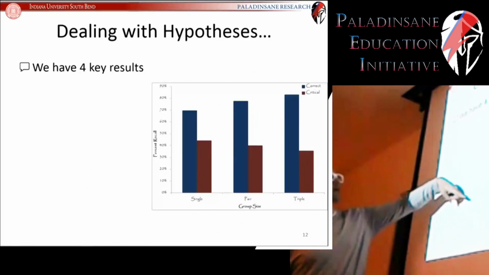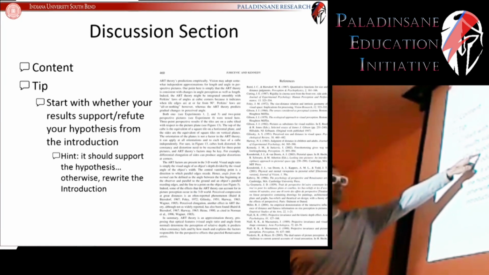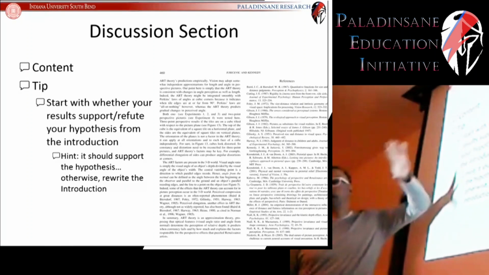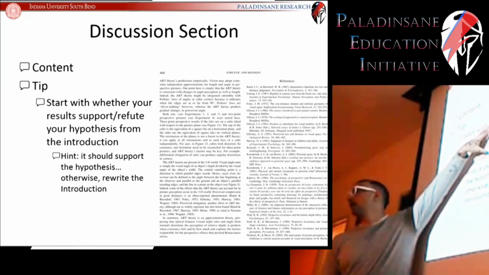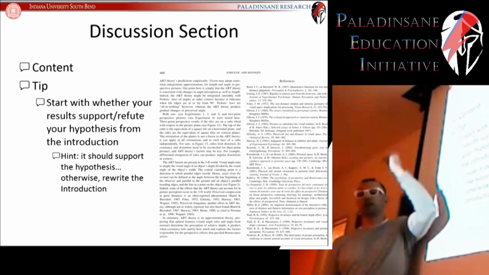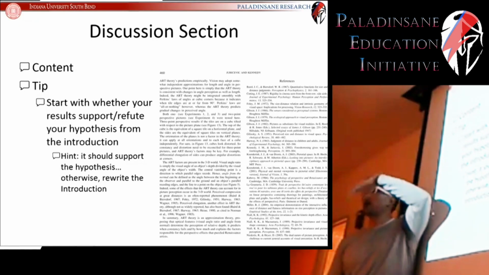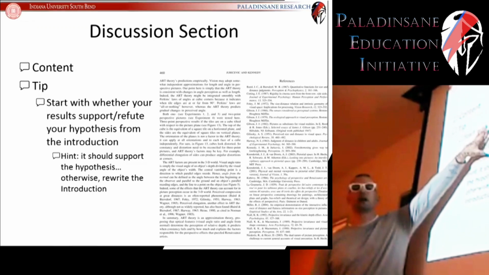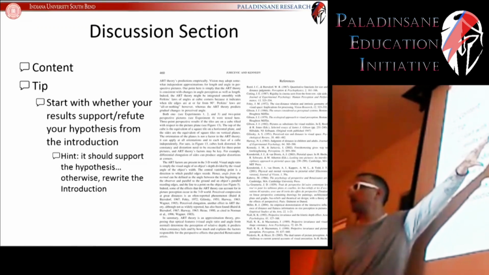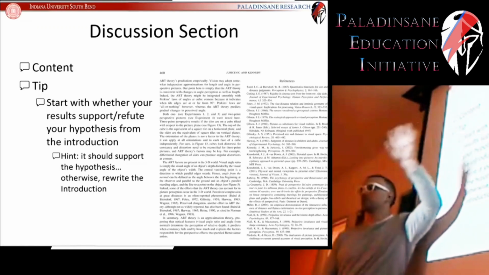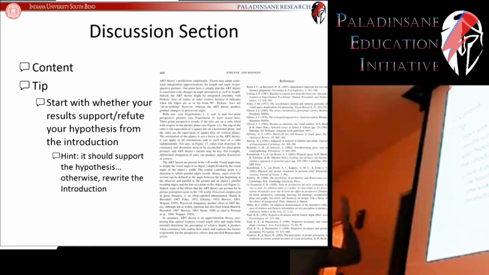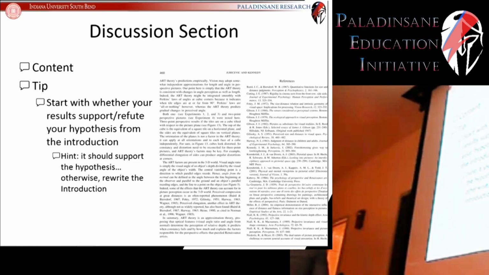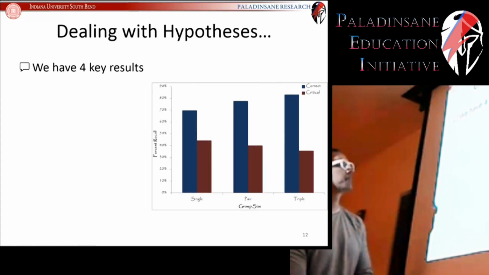So how do we get these hypotheses? We do want a hypothesis that's supported, and you start off your discussion with: our results support hypothesis number one, that we would find higher confidence levels in groups. Our results do not support hypothesis number two, that we should find lower confidence, right? So whatever it is, you start off with our results either support this hypothesis or don't. So how do we get those hypotheses?